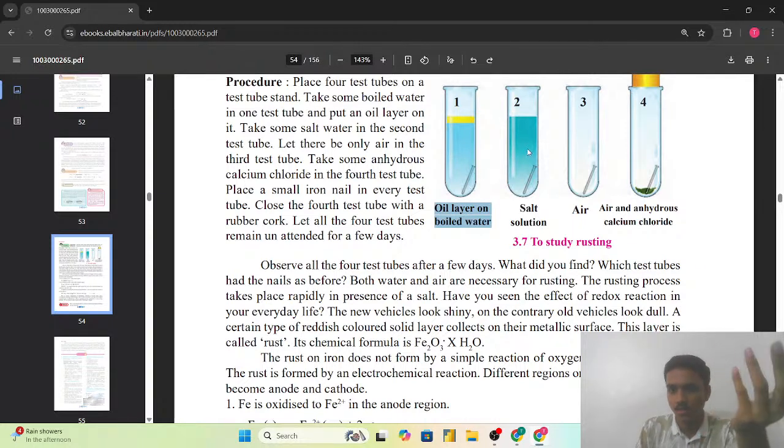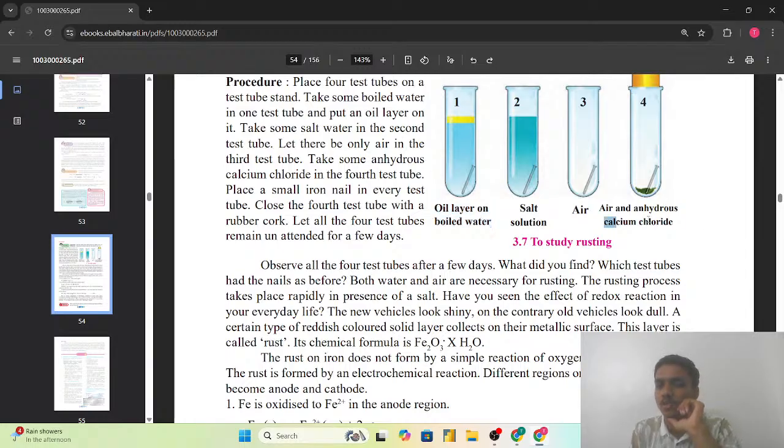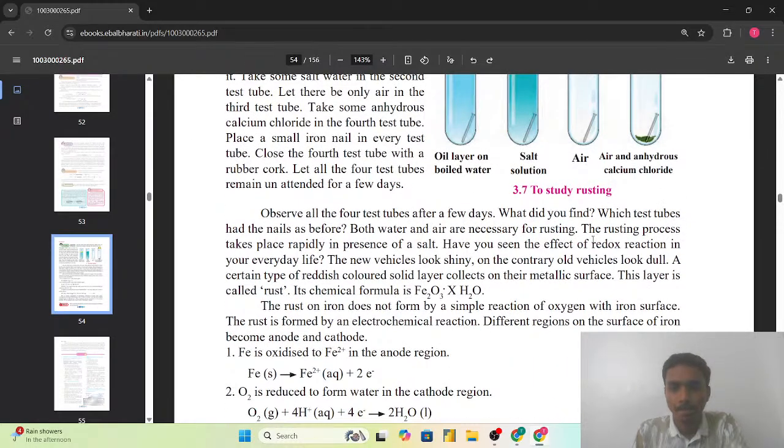So पहले टेस्ट ट्यूब में जो कि हमने ऑयल लेयर और बॉइल्ड वाटर जो लिया था, so we are seeing that मेल इज सेम। सॉल्ट सॉल्यूशन में भी कुछ ज्यादा इफेक्ट नहीं है। एयर में भी कुछ हमें इफेक्ट नहीं दिख रहा है, लेकिन एयर और जो एनहाइड्रस कैल्शियम क्लोराइड था, तो उसके प्रेजेंस में यहाँ पर हम कुछ देख सकते हैं। यहाँ पर कुछ एक ब्लैकिश रेडिश स्पॉट जो है, तो that is the rust actually. So the rusting process takes place rapidly in the presence of salt.